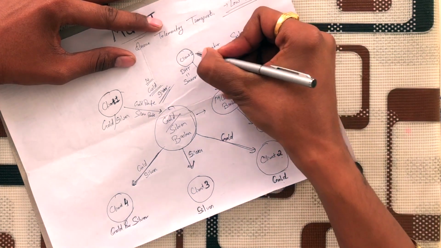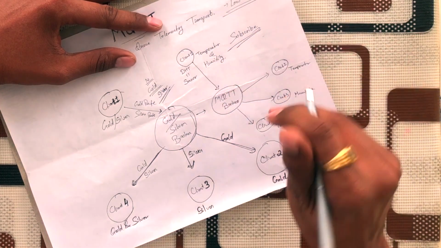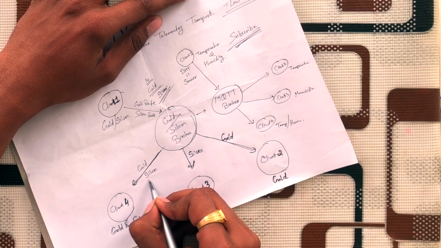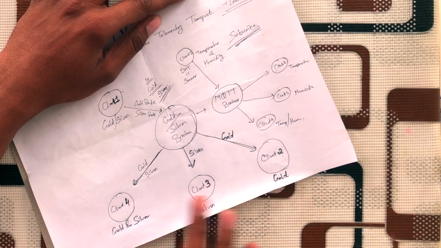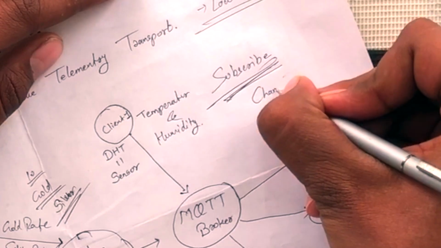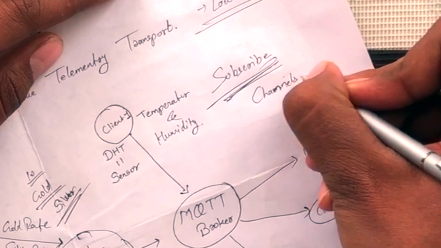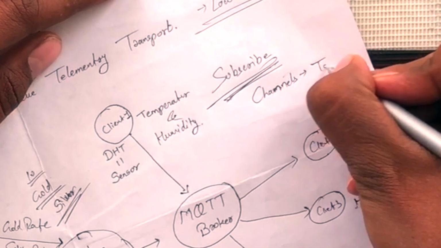So what will happen as soon as client 1 sends data, but before that, the term subscribe. As I told you, these gold, silver, and gold-silver are channels. These clients are subscribed to these channels. But in the MQTT protocol, these channels are termed as topics.